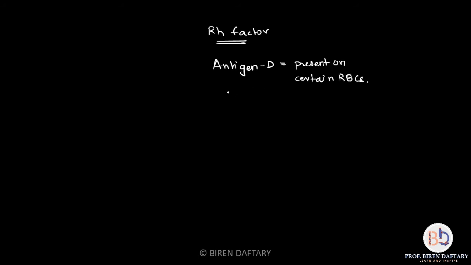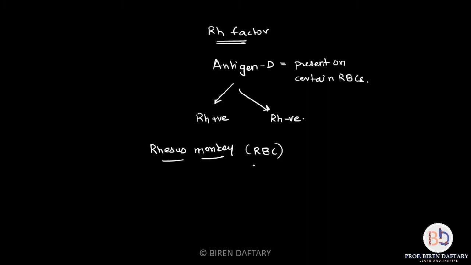Okay, so people having this antigen on their RBCs are called Rh positive, and people not having this antigen D are called Rh negative. Now where does this Rh come from? So Rh stands for rhesus, and this antigen was first discovered in the rhesus monkey. It was discovered on the red blood cell of the rhesus monkey, and again it was discovered by Carl Landsteiner, and along with him there was one more scientist called Weiner.